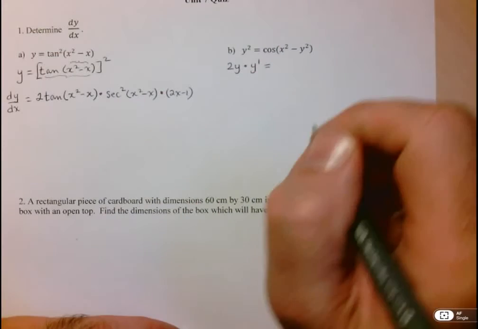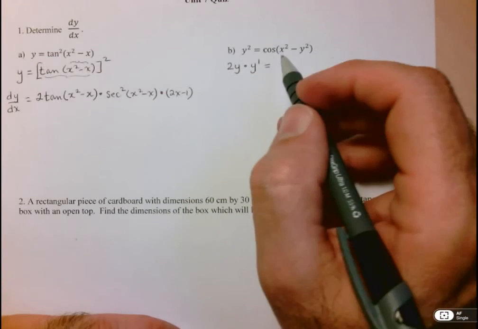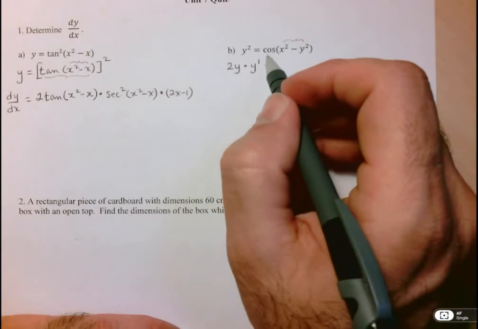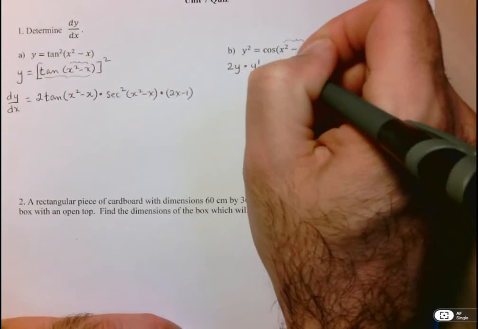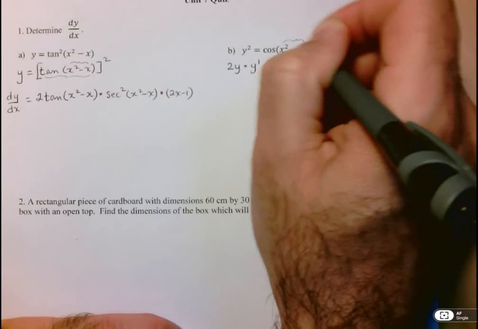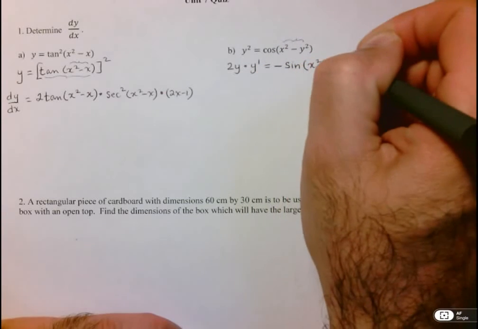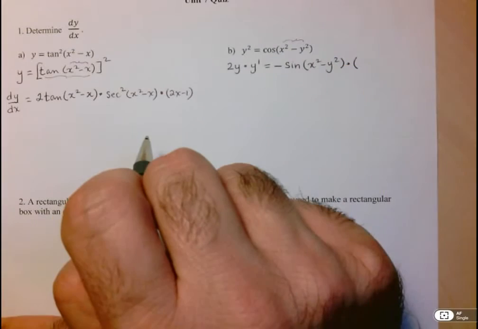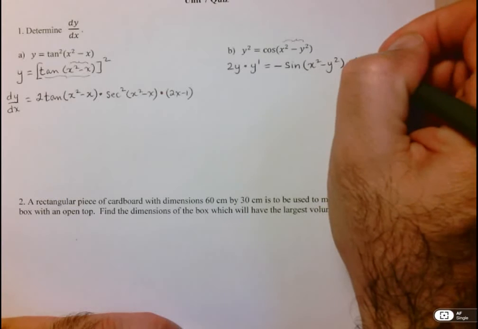On the other side, again, we're going to have to use the chain rule. First think of this as being your u value. Taking the derivative of cosine of u gives negative sine u, so negative sine of this expression, x squared minus y squared. Then I multiply that by the derivative of that input, x squared minus y squared. The derivative of x squared is just 2x.